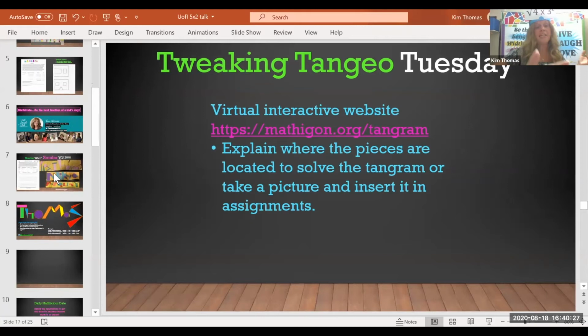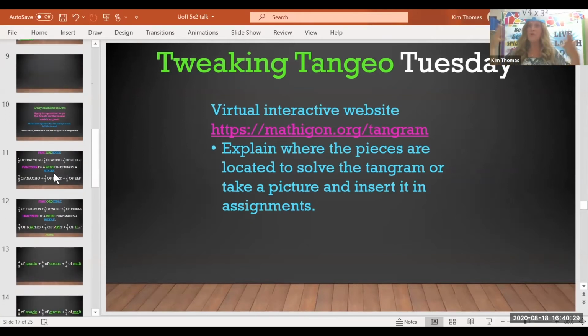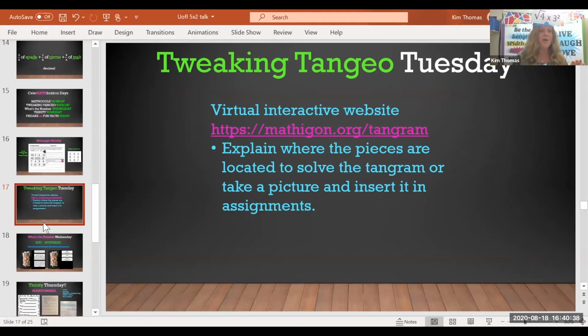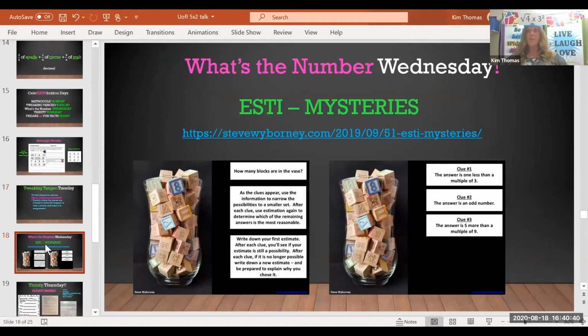And I say tweaking because you have to keep up with the lingo of kids and the trends of kids, as well as creating your own. But that was just a word they came up with. So I was like, all right, we'll use that. And then what's the number Wednesday? So this is, oh, I just love every day.